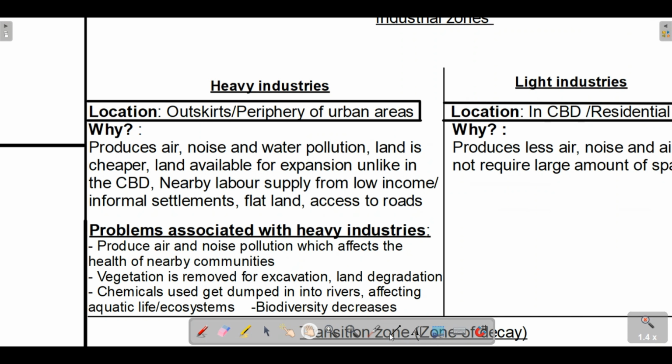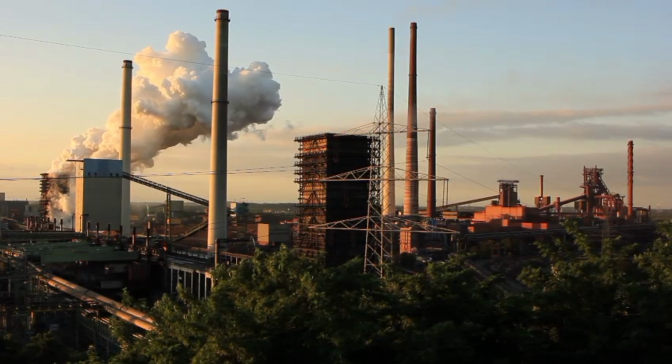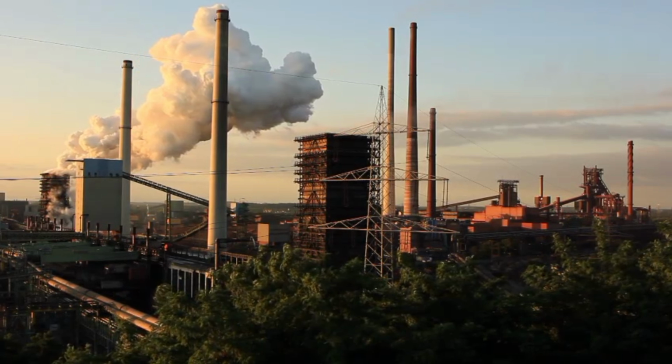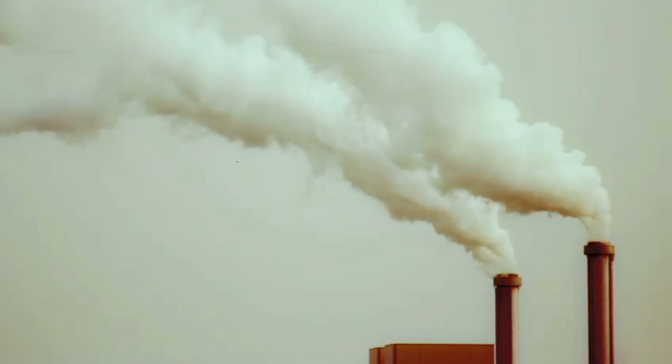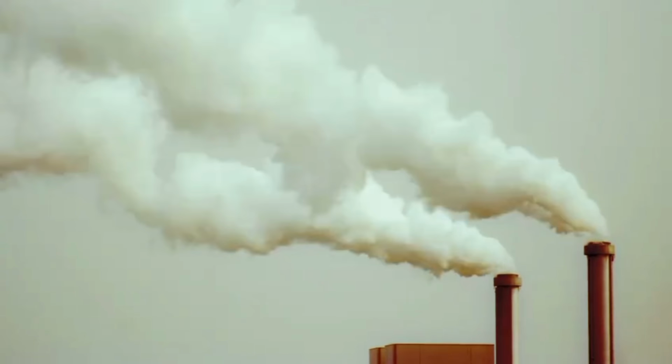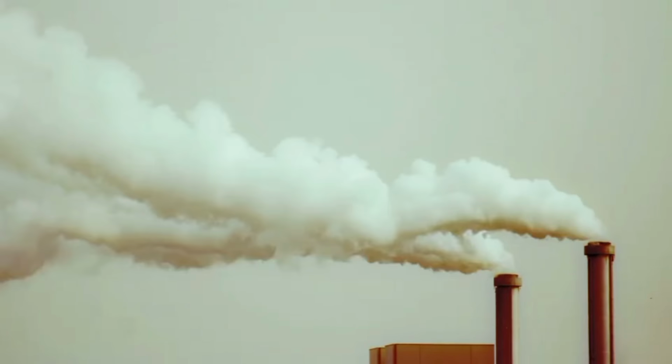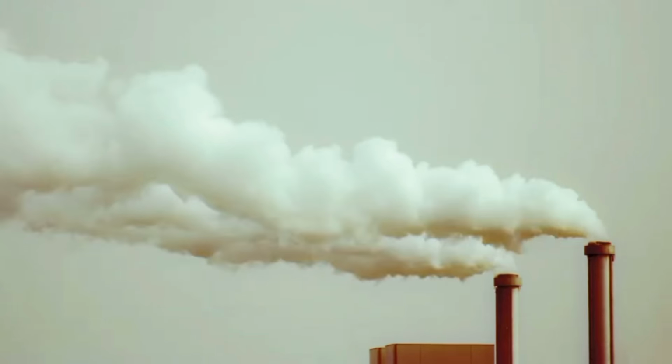And why are they there? First of all, is because they produce air, noise, and water pollution, right? So they cannot be near where people live or people reside. Okay, so they cannot be near where people stay, right? So that's why they are far away. They produce a lot of this pollution, and that is not healthy for people.